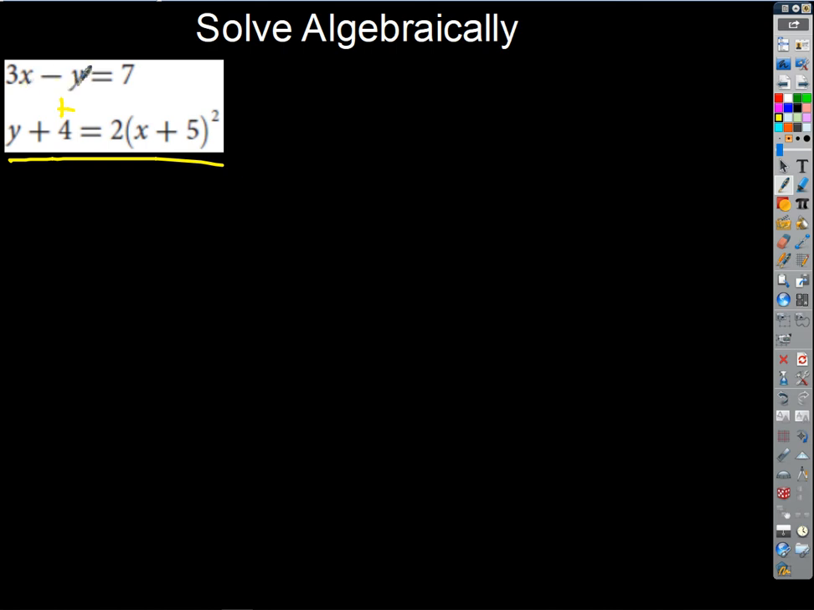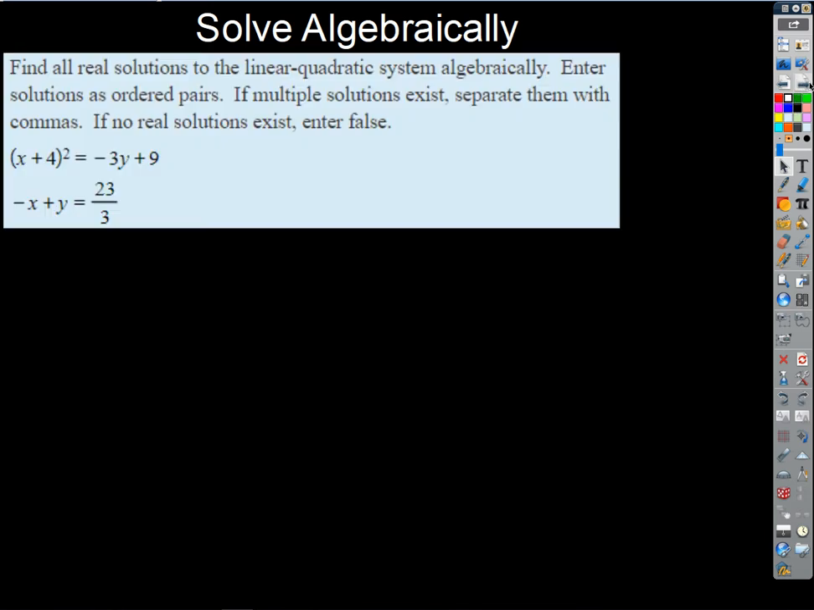I get 3x minus y plus 4. So the y's would cancel, and I get 3x plus 4. On the other side, I just get 7 plus the expression on the right on the bottom equation, right? So 2 times the quantity x plus 5 squared plus 7. And then I just solve the quadratic equation, right? Make sense? Okay. So I'm not going to go any further. That one's not a big deal.